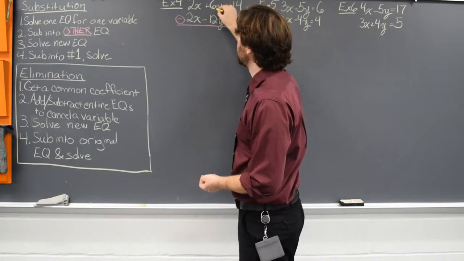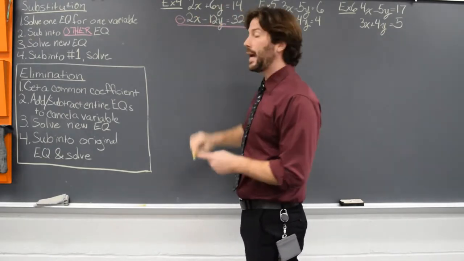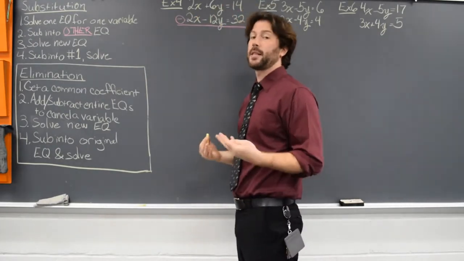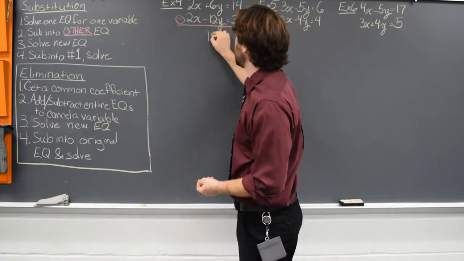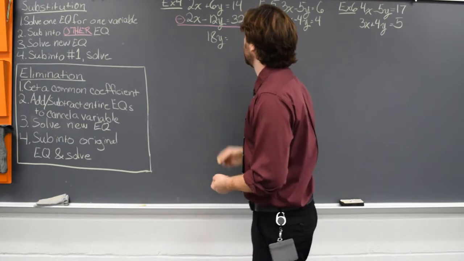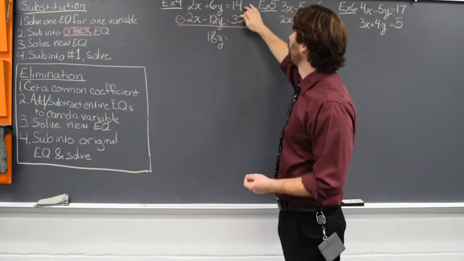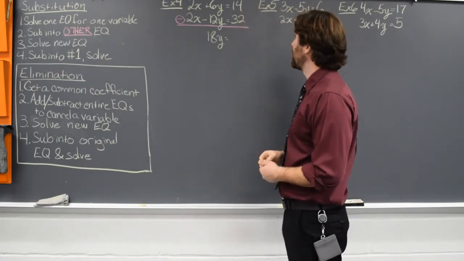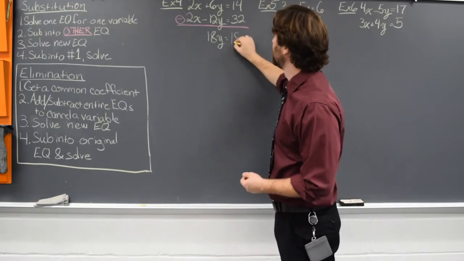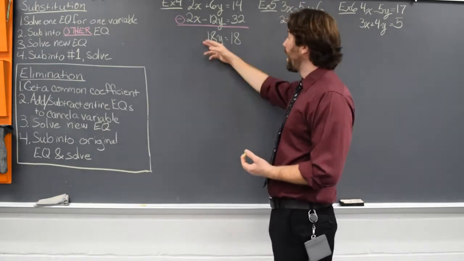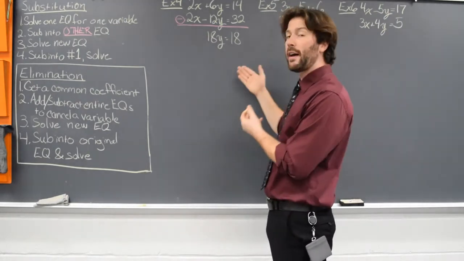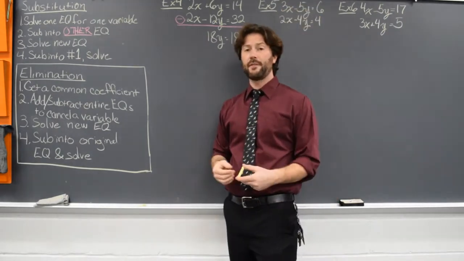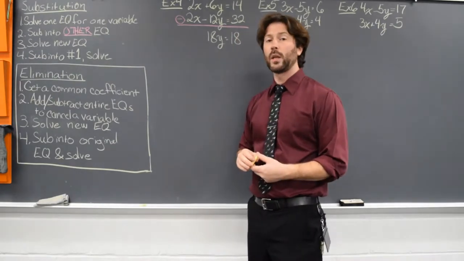And then I have 6y minus a negative 12y. Now minus a negative, remember, means plus. So I've got 6y plus 12y is 18y equals 14 minus 32. If I subtract those, I'm going to have 18. So 18y equals 18. Now, this worked a whole lot faster than substitution to get an equation all in one variable.